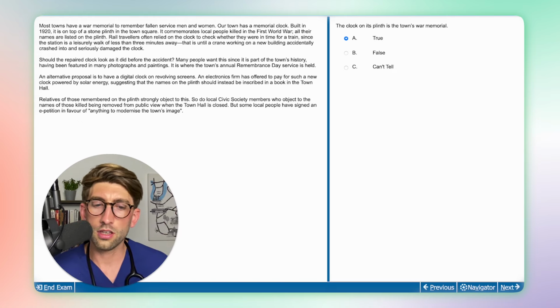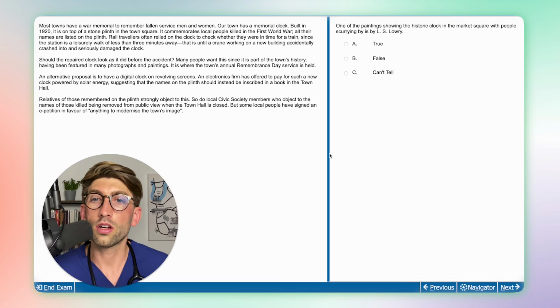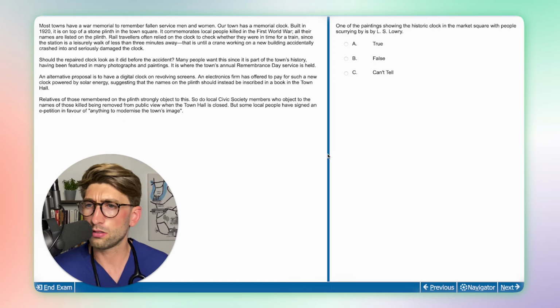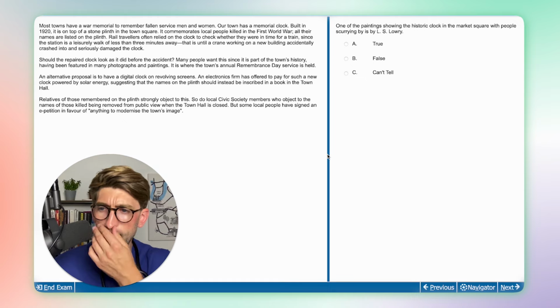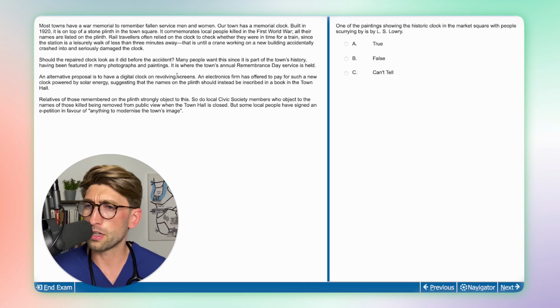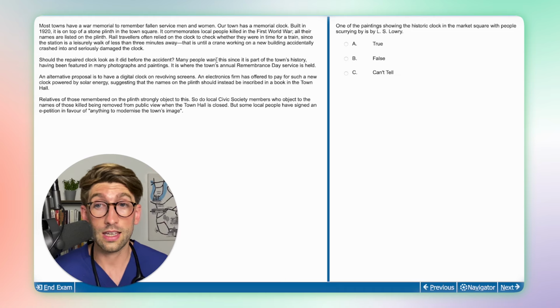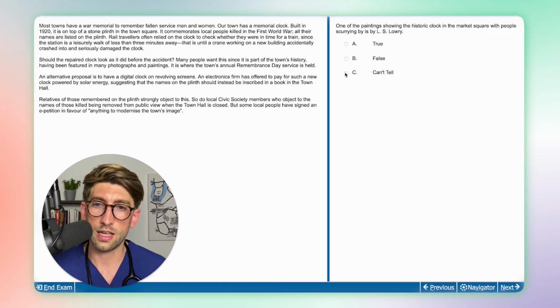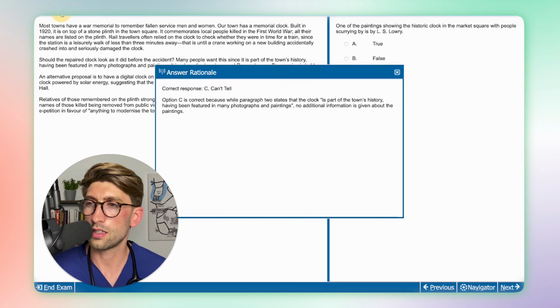Okay, so third question, moving on. One of the paintings showing the historic clock in the market square with people scurrying by is by L.S. Lowry. I do not remember it saying anything to do with L.S. Lowry. So it talked about people scurrying by, but I don't see anything about L.S. Lowry anywhere. So it doesn't say it's not by L.S. Lowry. It doesn't say it is by L.S. Lowry. So to me, that would say that it's only a partial truth, but this is the operative part. This is the important part that it's talking about. So I would say can't tell. Let's see. There we go.